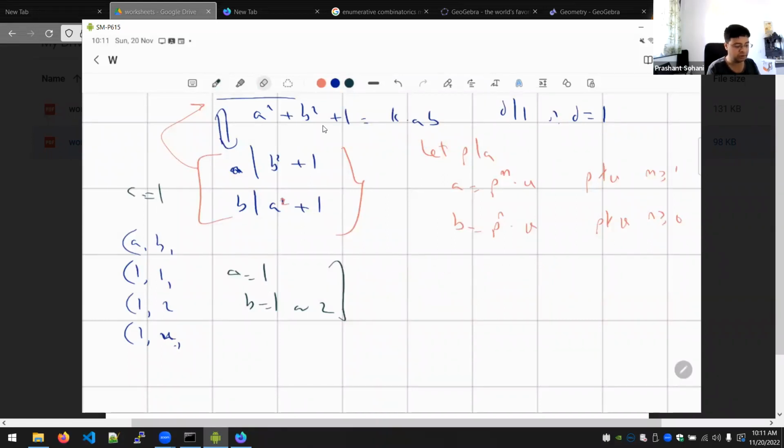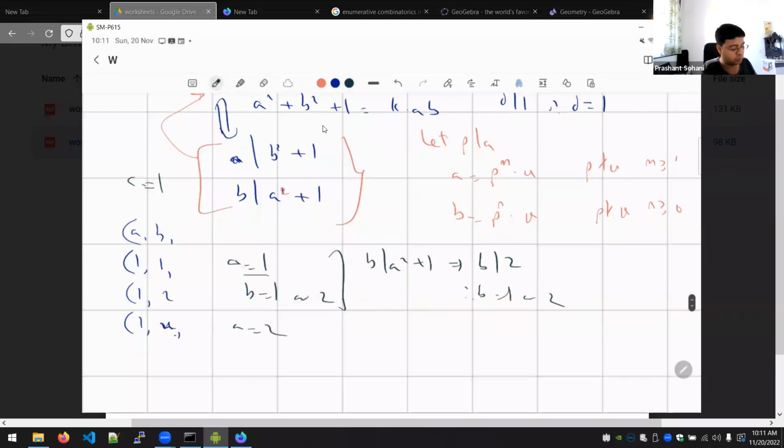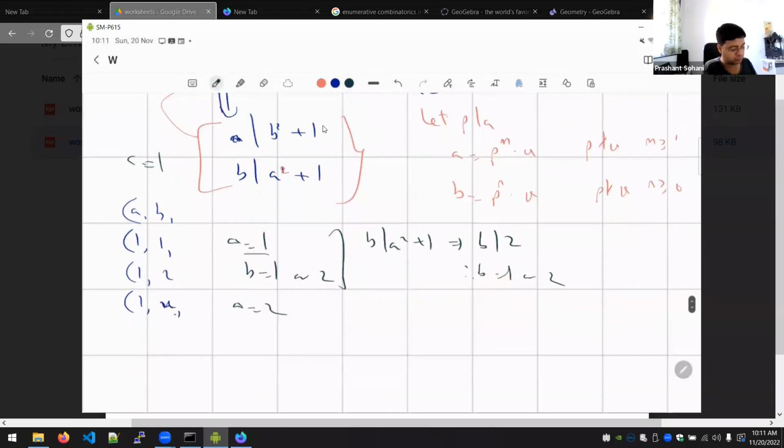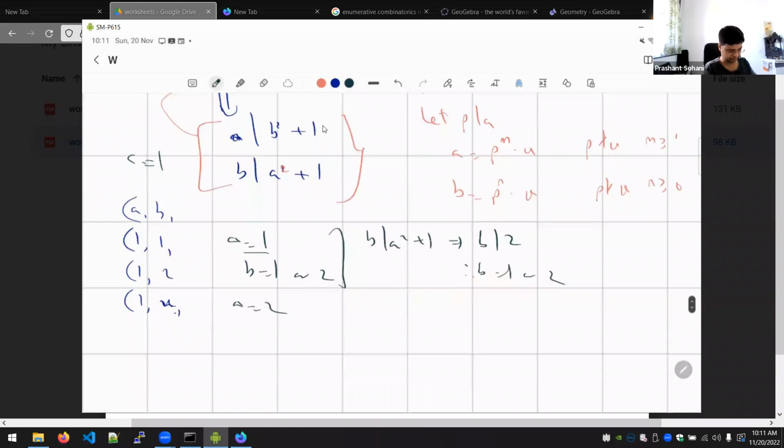And that is because B has to divide A squared plus 1, which implies that B has to divide 2. So therefore B is either 1 or 2. Then moving on to the next case, suppose A equal to 2. Now what are the possible values that you can get?